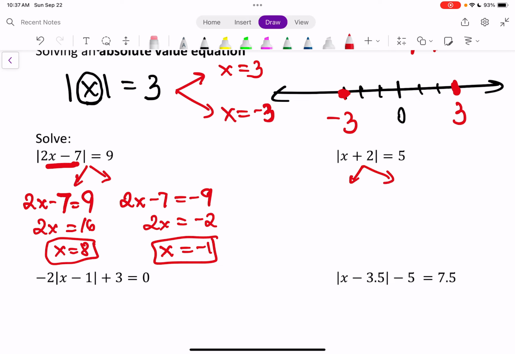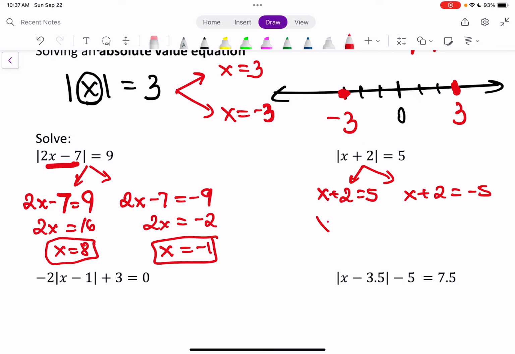Let's try this again. You can try yourself. This quantity inside the absolute value is either 5, so I must have a 5 in here, or this x plus 2 could also be a negative 5, right? And then I'm still going to get the same answer. Okay, so here it is. Either x is 3 or x is negative 2 over 7.